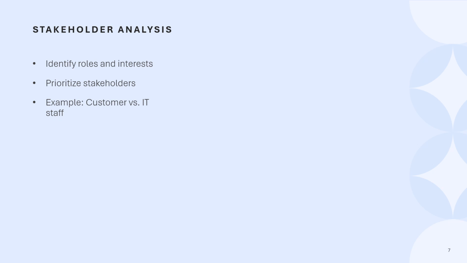So we need to take care of their needs and balance them out so that we can analyze what they are looking for and what their requirements are. So this is all about the stakeholder analysis, which is another important aspect of the qualitative process analysis.